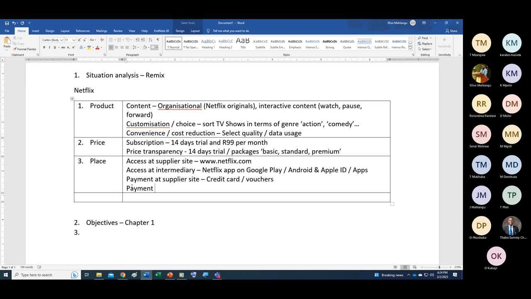EFTs as well. EFTs, they will apply under, okay, let me firstly finish this one, before I confuse you. Payment at intermediary site. So if they can pay maybe with eBucks, maybe from FNB, or maybe if they can link their account, we know with Showmax, you can link it to your DSTV and so on. Or if it also maybe allows you to pay through Vodacom, maybe you can link it to your Vodacom bill and so on. It becomes part of intermediaries.